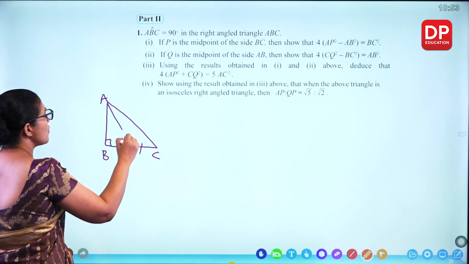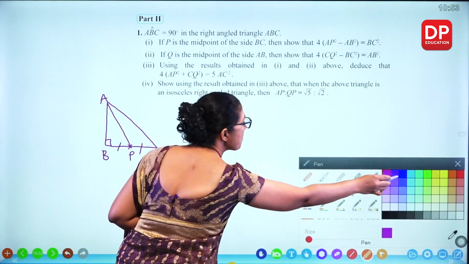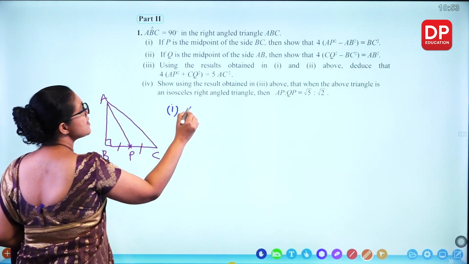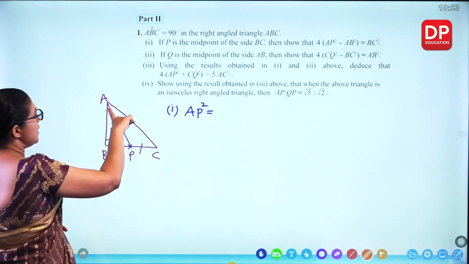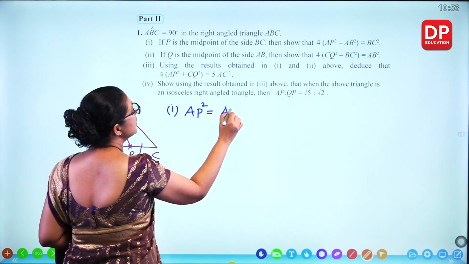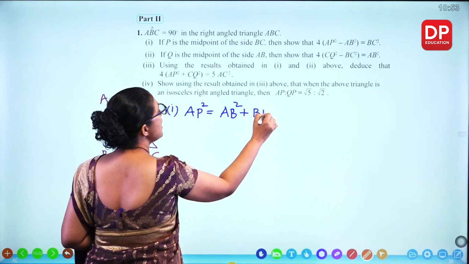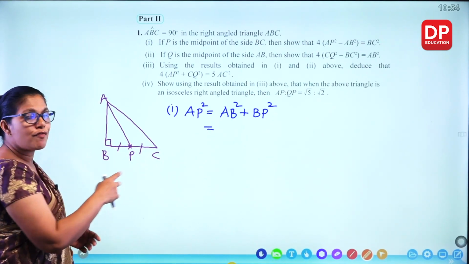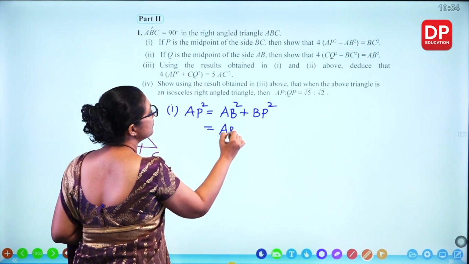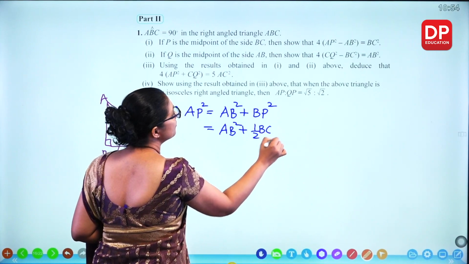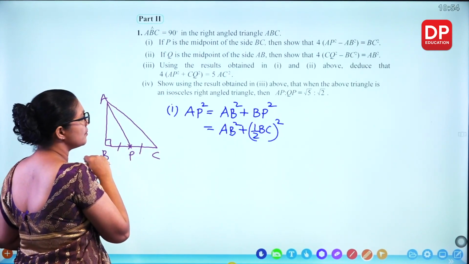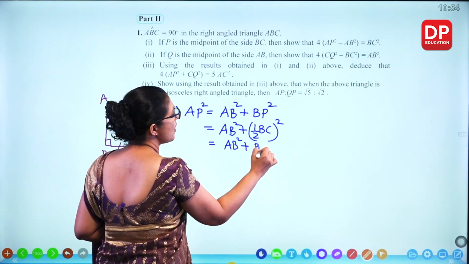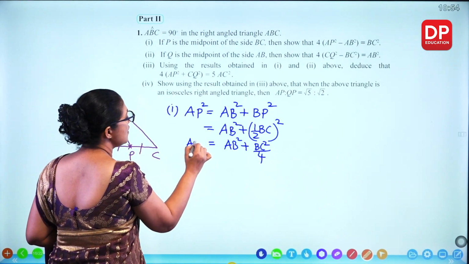So we'll connect AP, and we'll find out AP squared first. What is AP squared? AP squared is AB squared plus BP squared. What is BP? BP is half of BC, because these two are equal. Then you get AB squared plus BC squared over 4 is AP squared.